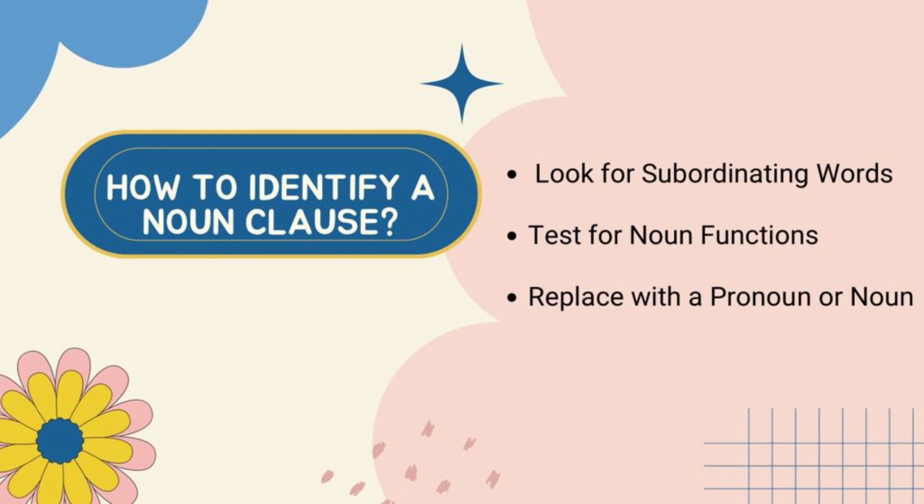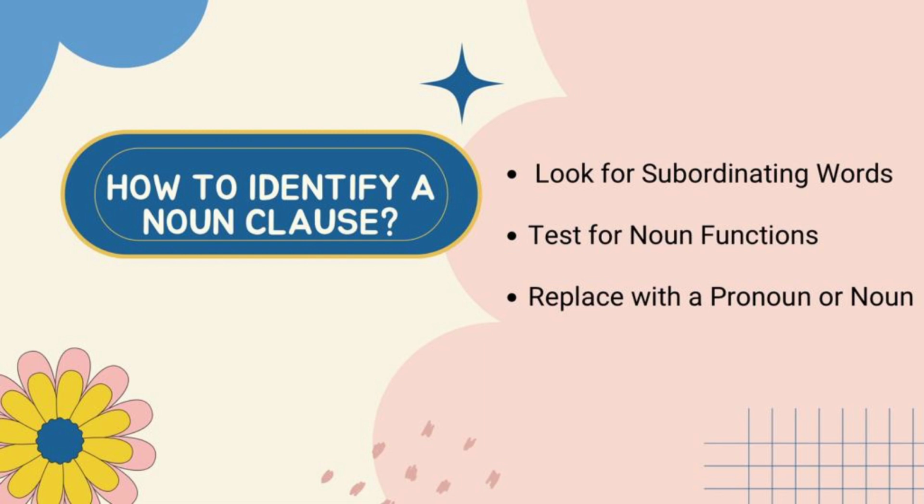Fourth, test for noun function. Ask yourself if the clause is functioning as a noun within the sentence. Noun clauses can serve as subject, object such as direct or indirect, complements, or object of preposition. If the clause is performing one of these functions, it is likely a noun clause.